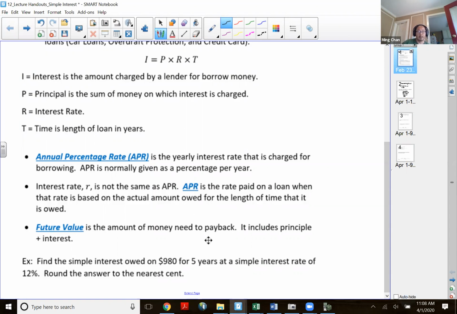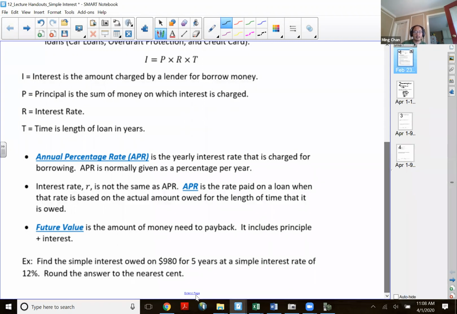Future value is the amount of money that you need to pay back that will include principal plus the interest, okay? So the word future value can change. Right now, future value in terms of borrowing money means how much money I need to pay back. So what I need to pay back is the principal plus the interest. Later on, when I give you an example on how much money you would have in your bank account in terms of investment, then that future value will be the total amount of money in our bank account.